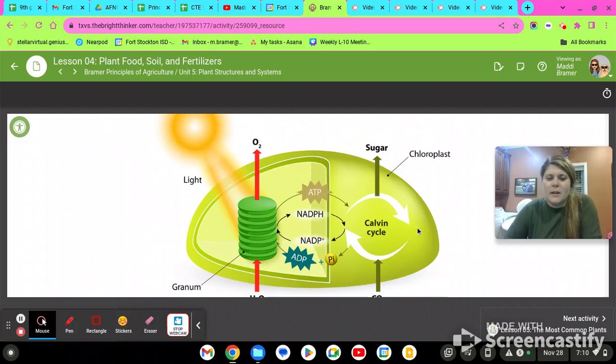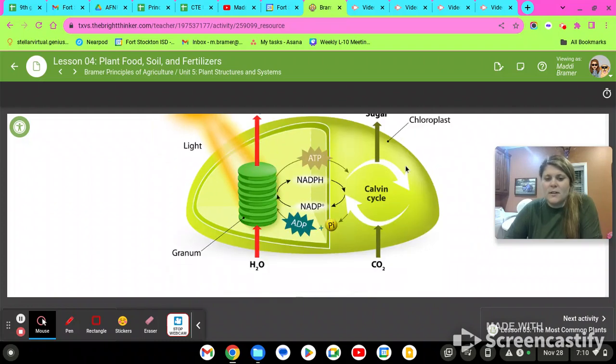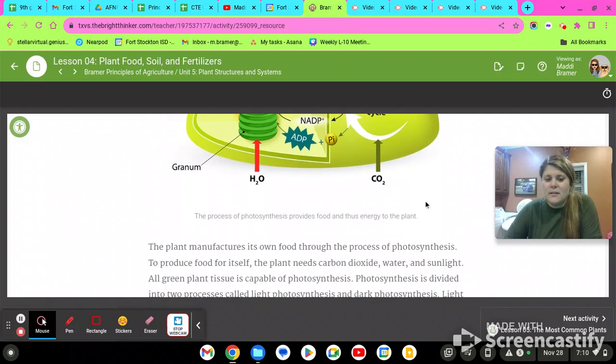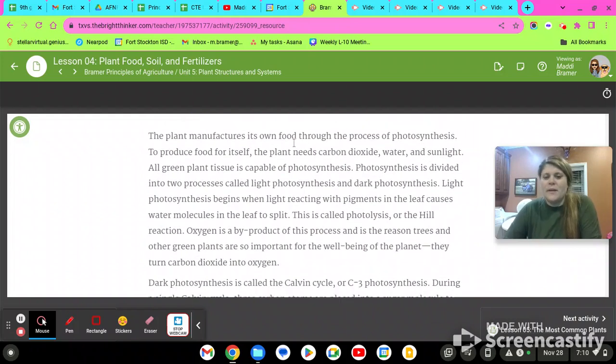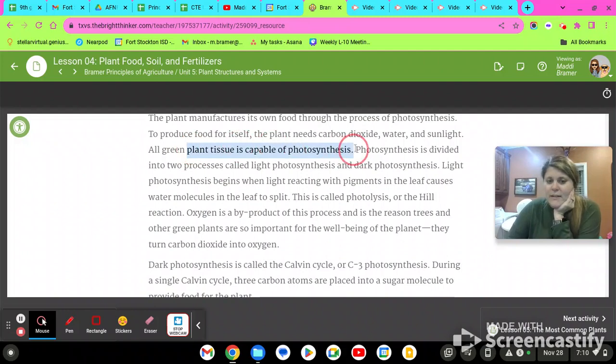So photosynthesis. Okay, so that's where plants are using the sunlight's energy, converting it into sugar, using their chloroplast to feed energy to that plant. So the plant's going to make its own food through photosynthesis. It's going to need carbon dioxide, water, and sunlight. All the green plant tissue is capable of photosynthesis. So that's anything green in there.